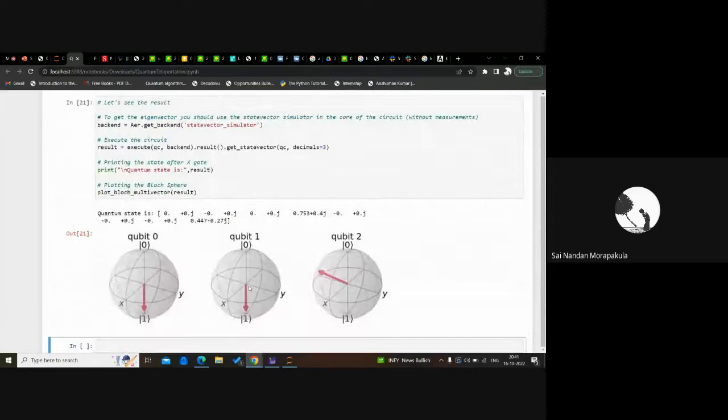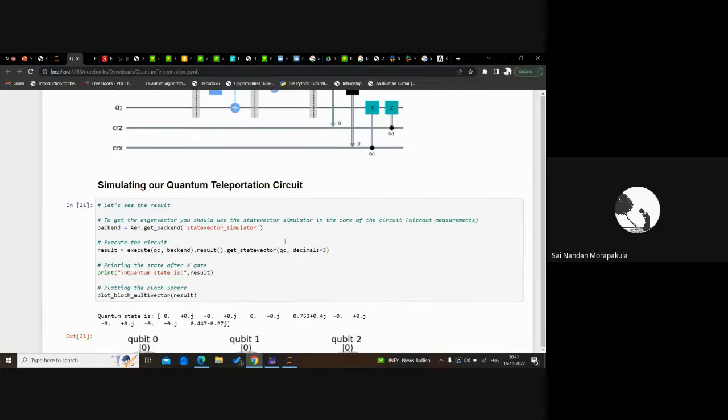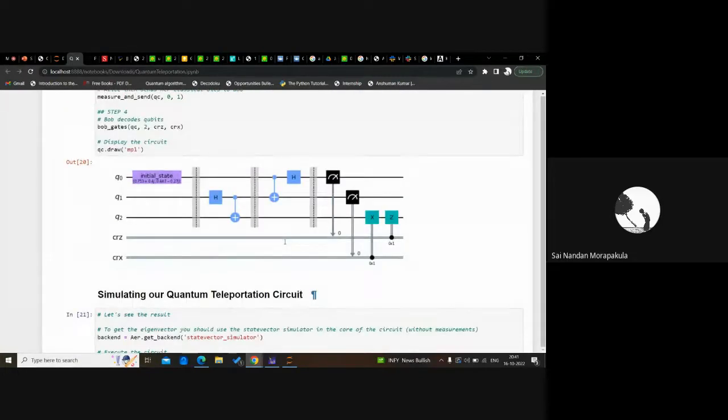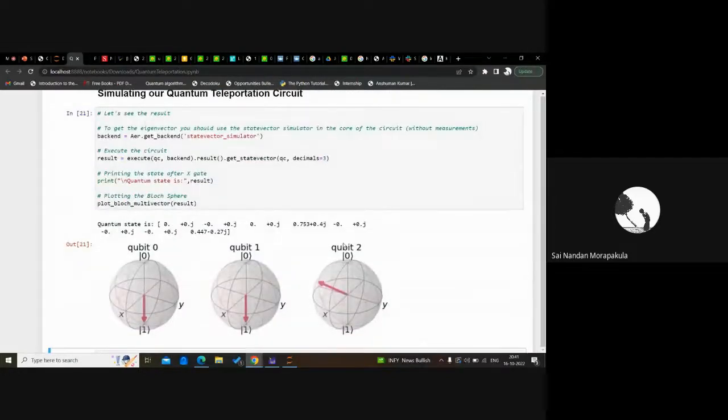See, qubit 0 and qubit 1 have always been the same, but the only thing that is changing is Q2, because the information with Alice has been destroyed. Alice will no more have the information that she previously had before teleporting it to Bob. So through quantum teleportation we proved that the initial state that Alice had has been teleported to Bob successfully, without any loss.